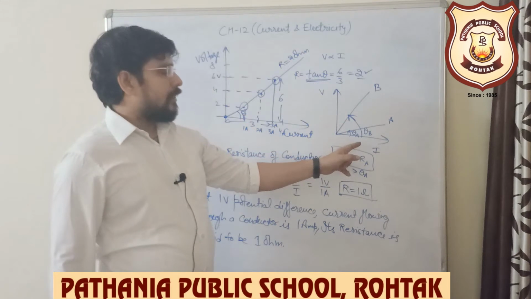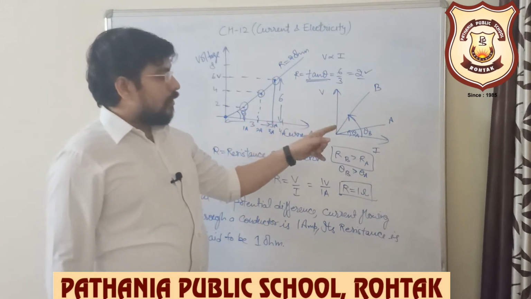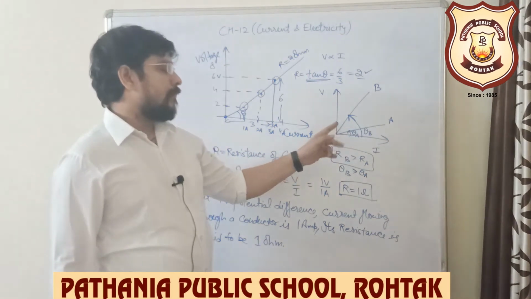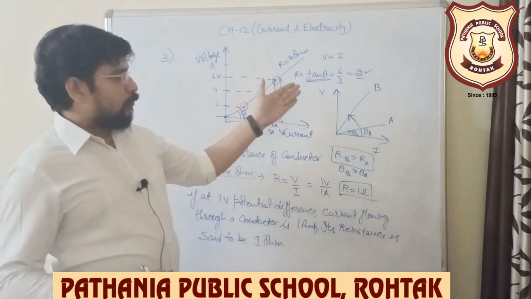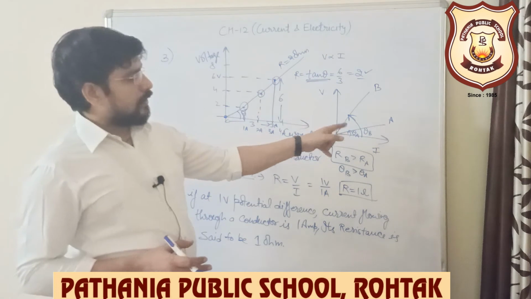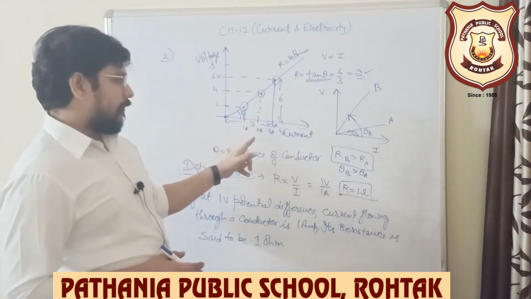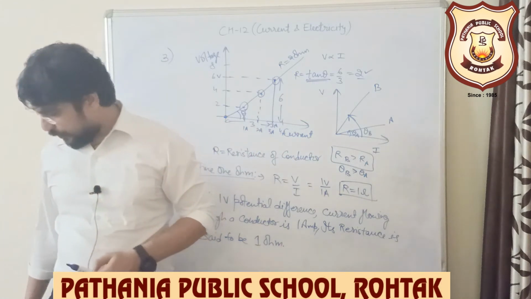If we are having a VI graph and then the tangent of the angle with the I axis, please note this, if in some numerical the angle with the V is given, then you must subtract it from 90 to get the angle with the I. This tangent theta is the formula for angle with the current. Okay.